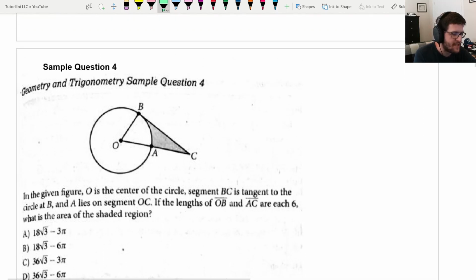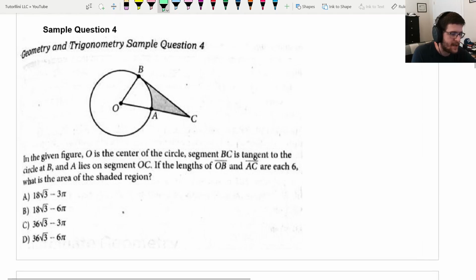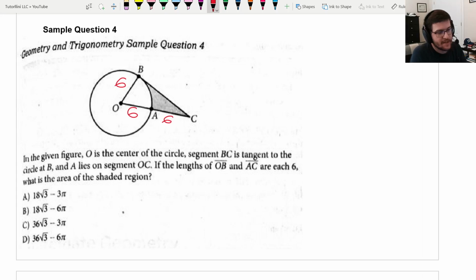Okay, this one, weirdly enough, I just did this in my special right triangles video, and I swear I didn't look at this. It was just a total coincidence. Anyway, let's see if we can do it. So the lengths of OB and AC are each 6. Okay, so this is 6, and this is 6. And then OA and OB are both radii. So that means OA is the radius, which is 6. See how the radius OB is 6? So if OB is 6, OA must be 6. So that means that this whole side is 12.